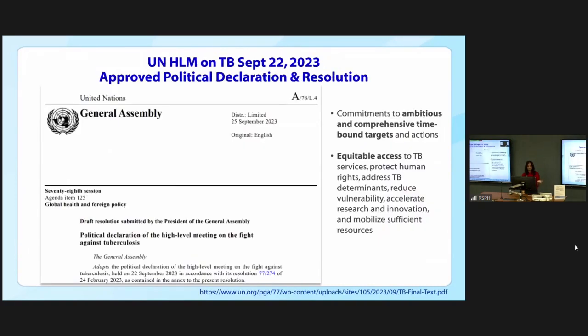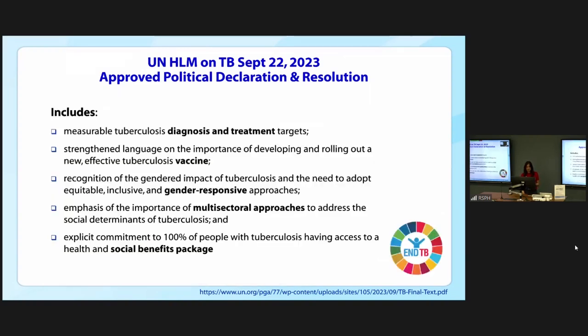So this is the political declaration that was approved in September at the high-level meeting, and it means that the countries are signing on. They're saying we are committing to do this. That's the first step in getting something done. These were the most ambitious targets ever set forward. They're very comprehensive and time-bound, and I'll go into more specifics as they break it down country by country and year by year. The goal was to provide equitable access to TB services, addressing human rights and other TB social determinants as part of the approach.